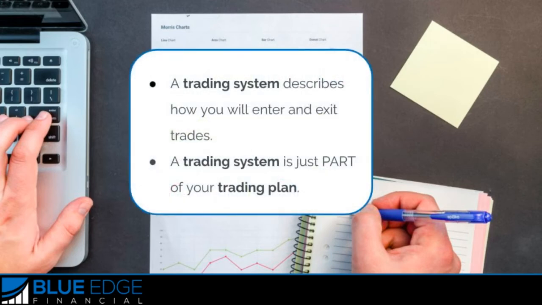A trading system describes how you will enter and exit trades. A trading system is part of your trading plan, but is just one of several important parts. For example, analysis, execution, risk management, and much, much more. The market is always changing, so having two or more trading systems in your trading plan is a good idea.